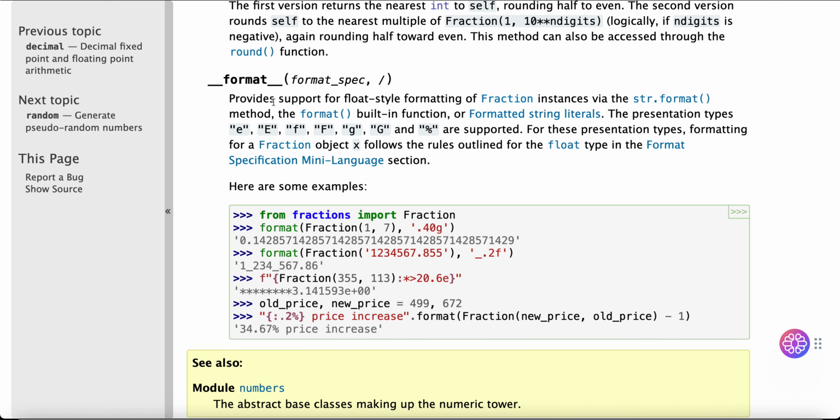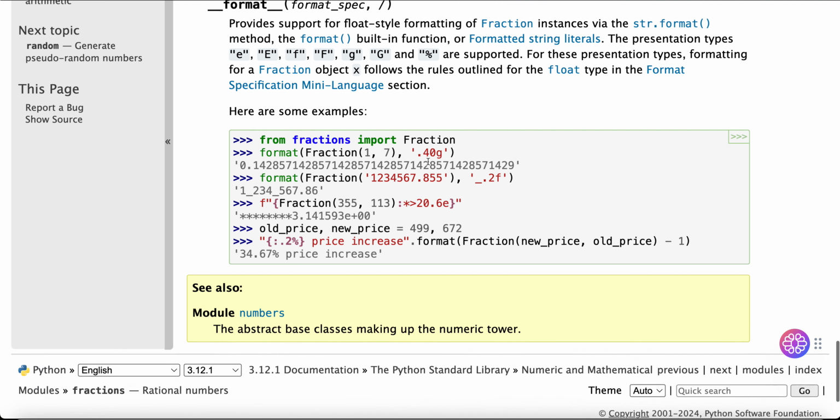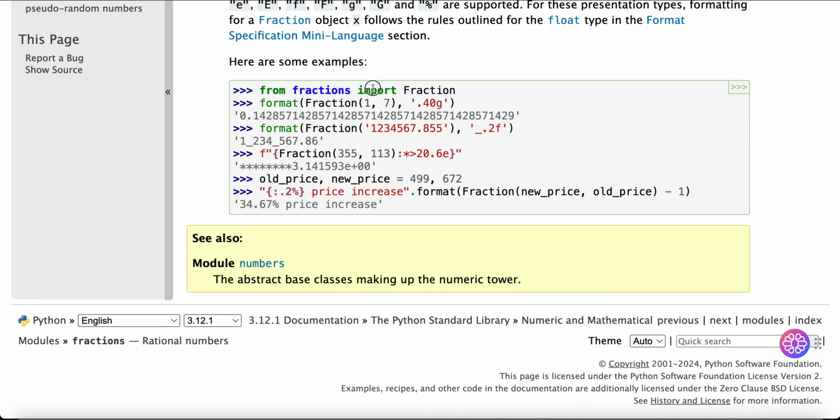__format__(format_spec) provides support for float-style formatting of Fraction instances via the str.format method, the format built-in function, or formatted string literals. The presentation types e, E, f, F, g, G, and % are supported. For these presentation types, formatting for a Fraction object x follows the rules outlined for the float type in the Format Specification Mini-Language section. Here are the examples.